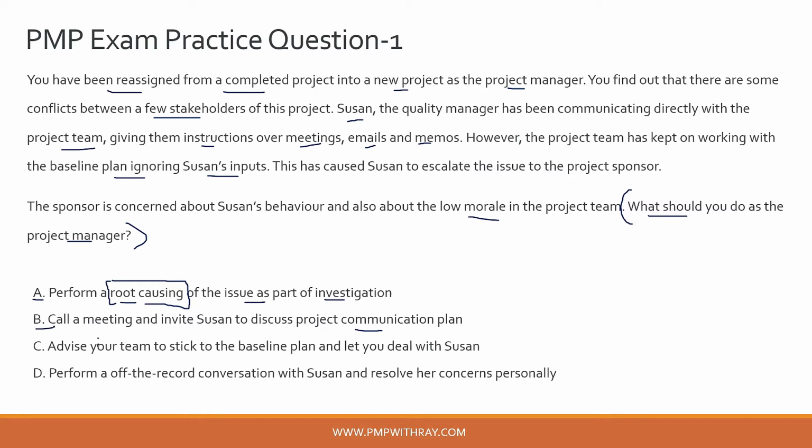Okay, let's move on to option number C. Advise your team to stick to the baseline plan and let you deal with Susan. Now, that is not a preferable approach, guys. That way the message you are sending to Susan is that you do not involve your team in the discussion with the stakeholders, right? So that way the team will always try to assign you to problematic situations when dealing with the stakeholders, and always feel that the project manager will be dealing with difficult discussions whenever they come up in a project. Okay, so as a project manager, you don't want to set that expectation with your team, right? So option C is incorrect.